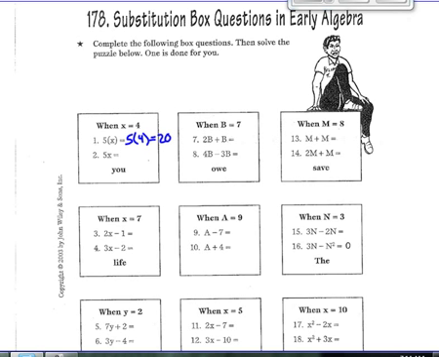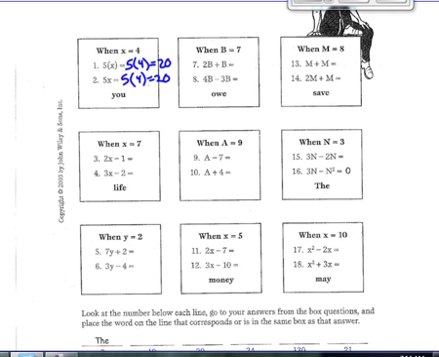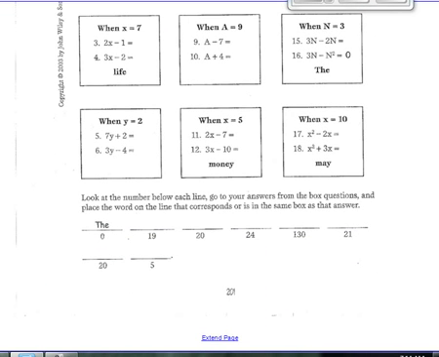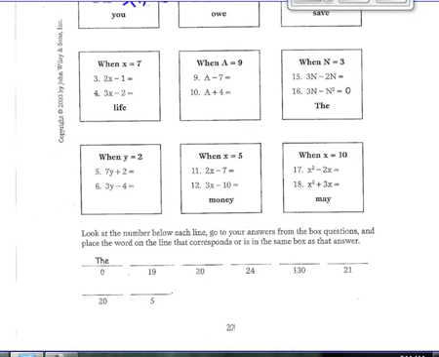Same thing on number 2. When I put that 4 in for that x, I'm going to put it in parentheses on my own. It was put in parentheses in number 1, but in number 2, I'm going to do the same thing. So I'm going to end up with 20. The directions say to complete the following box questions, then solve the puzzle below. So when I have this 20, I go down to the bottom and I find the 20, and the word was U, and so I'm going to plug a U in there.